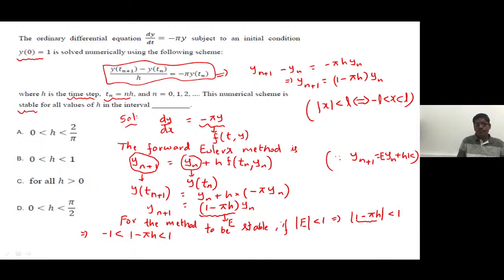In the middle term there is a plus 1. So for all three terms, that is minus 1, 1 minus pi h and 1, subtract 1, and it can be written as minus 2 less than minus pi h less than 0. Now multiplying by minus, the inequality will be reversed: less than becomes greater than. So this becomes 2 greater than pi h. Kindly excuse me, after subtracting 1, the right side becomes 0.